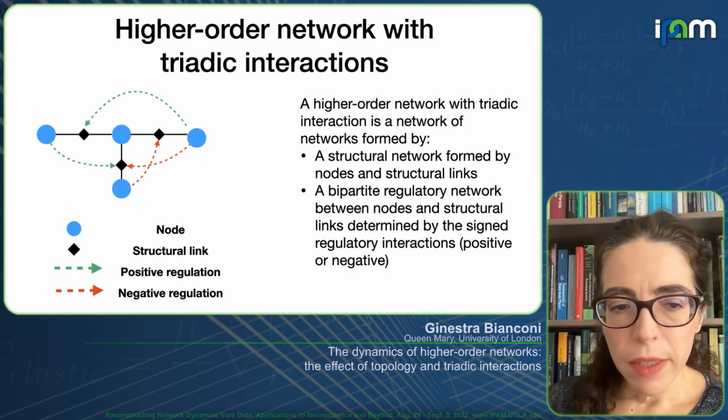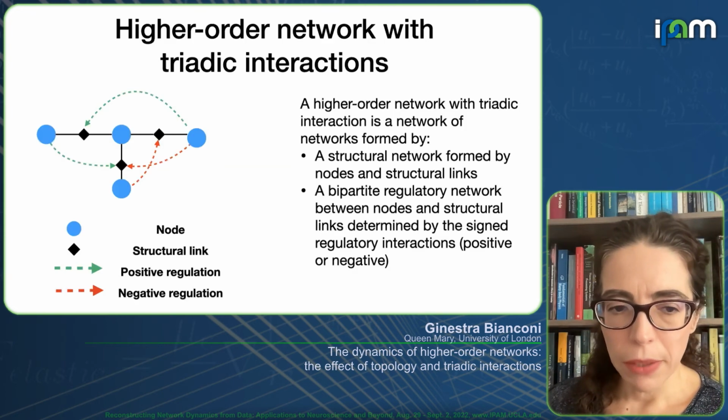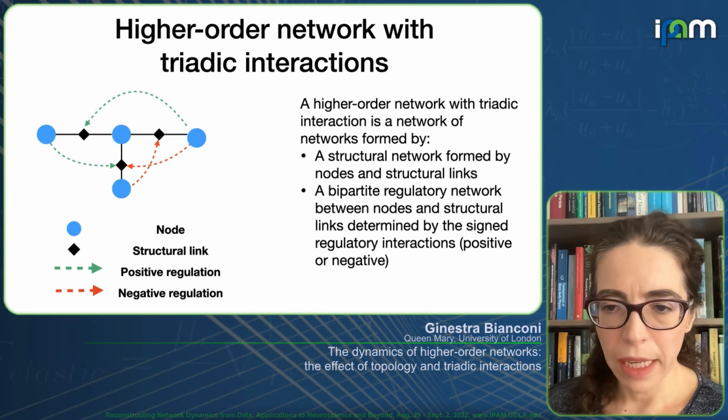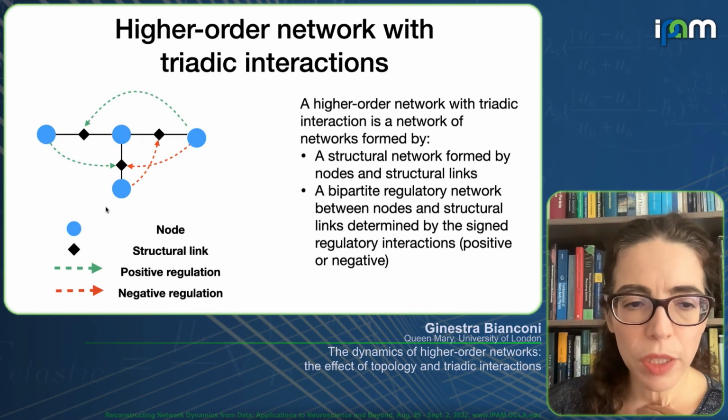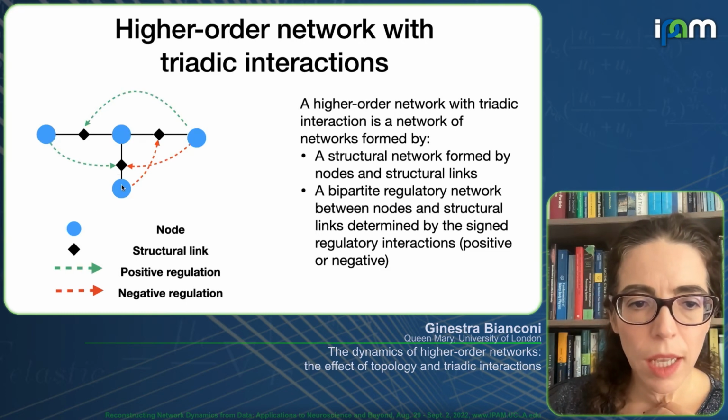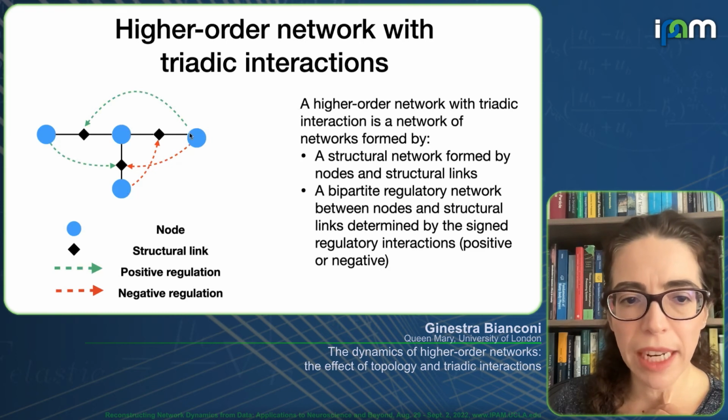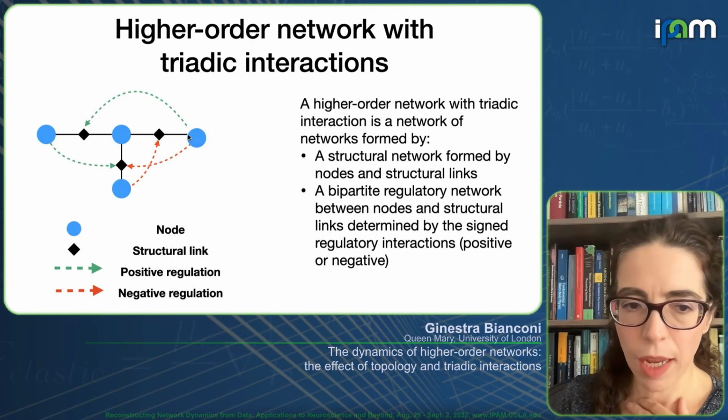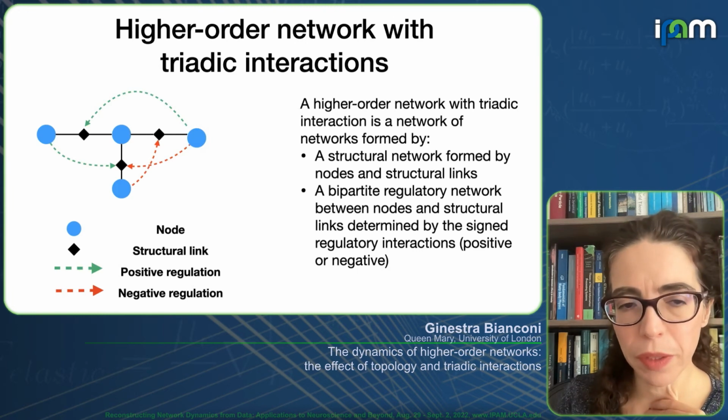So we consider this regulatory interaction, which can be positive or negative. So we have nodes and links, but then some of these nodes can regulate this link. And this regulation can be positive or negative.